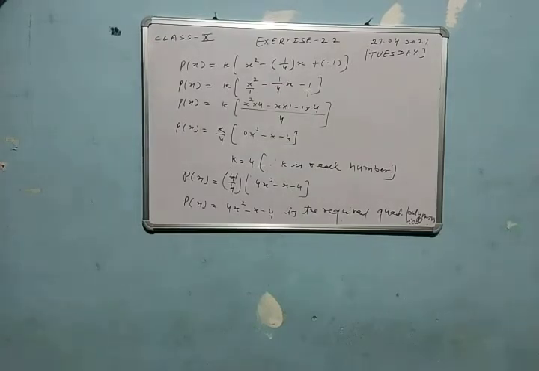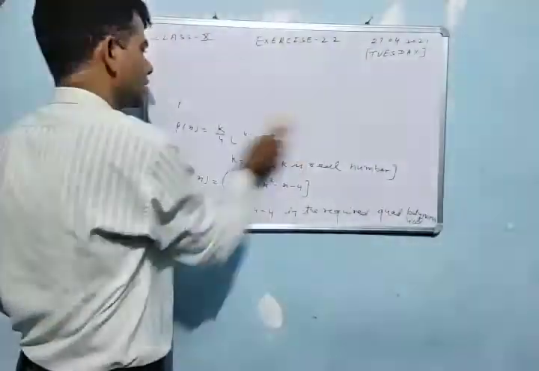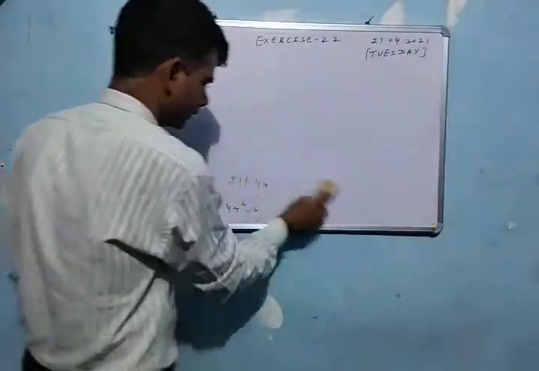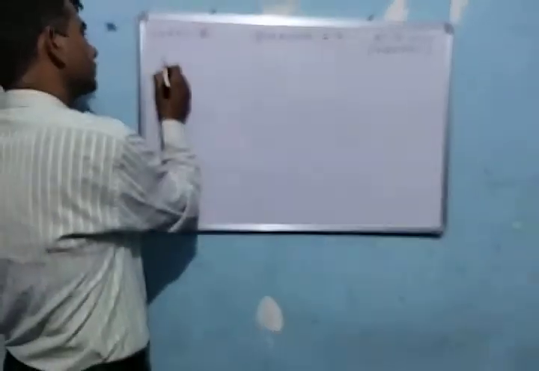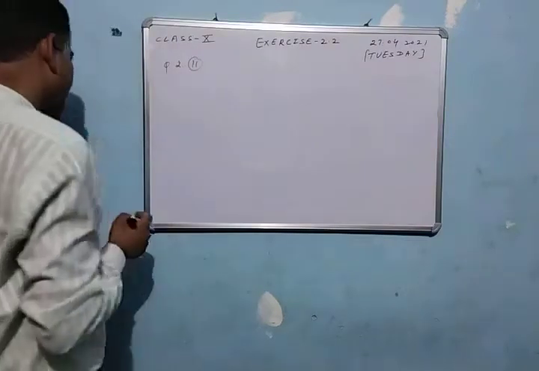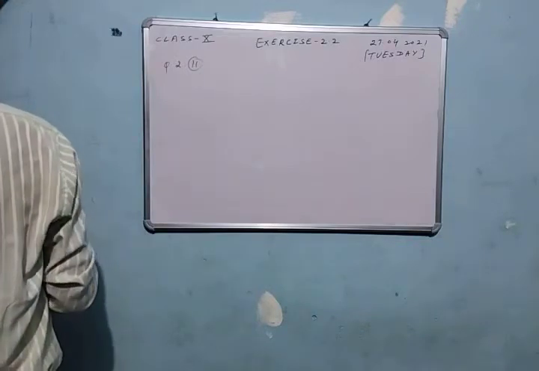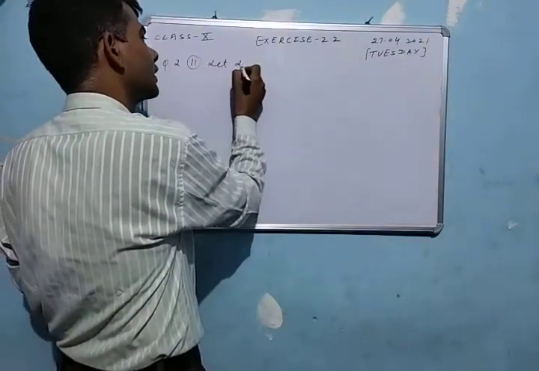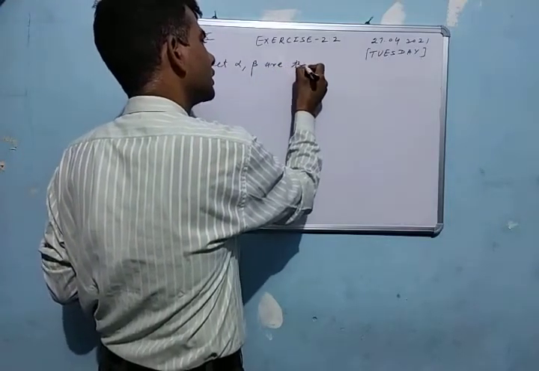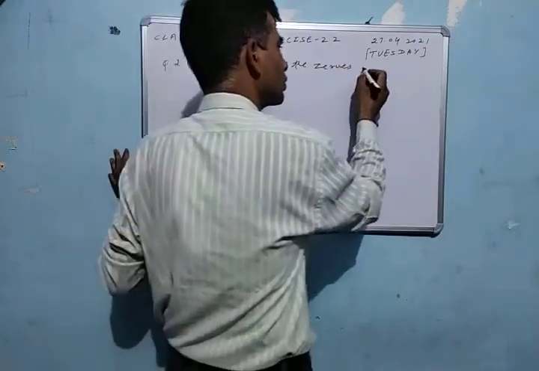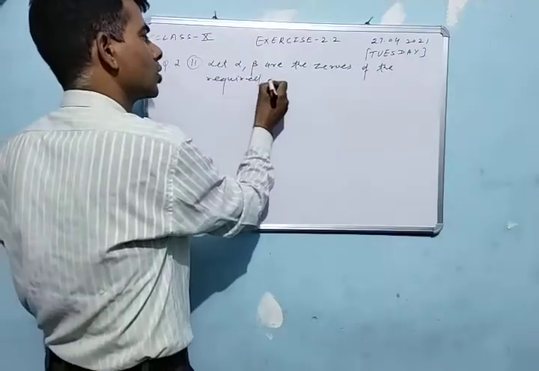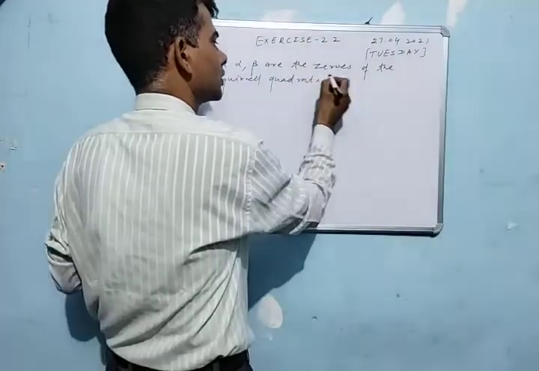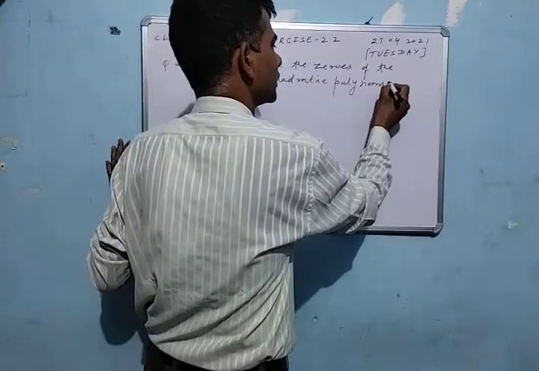Now students, the second part of question number 2. You have to make a quadratic polynomial. Let alpha and beta be the zeros of the required quadratic polynomial p of x.